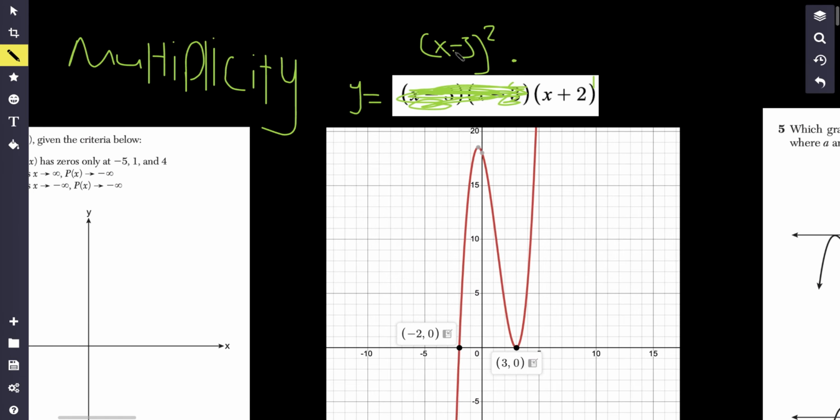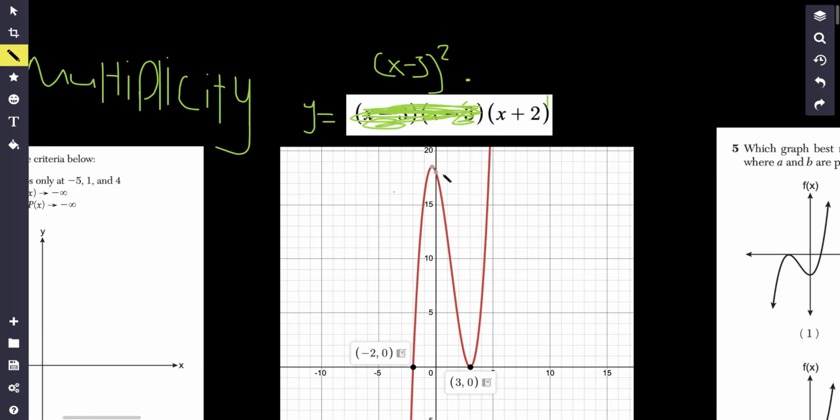Now, notice that if I have x minus 3 to the second power, then at x equals 3, our y value is equal to 0. So on the graph, we have the point (3, 0). That's a zero of the function, or a root of this function. And if I plug in negative 2 for x, I get negative 2 plus 2, which is just 0, and 0 times whatever this is also 0. So at x equals negative 2, I'm going to have a root there.